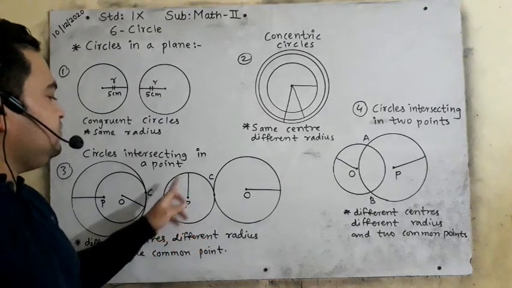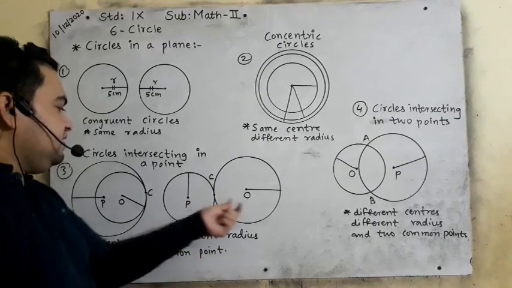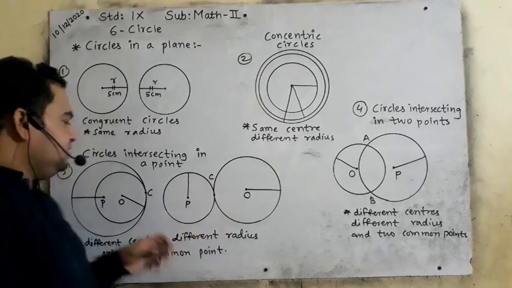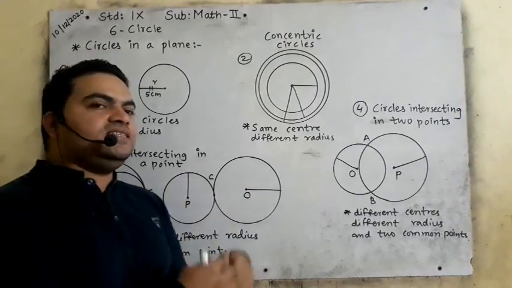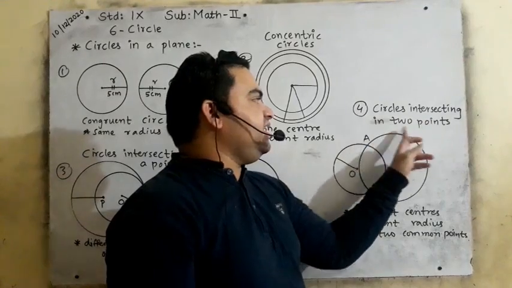So here also can you see the two different radii, two different centers, point P and point O, and there is only one common point, that is point C. This is touching internally, and these two circles are touching each other externally. So here the fourth one is circles intersecting in 2 points.